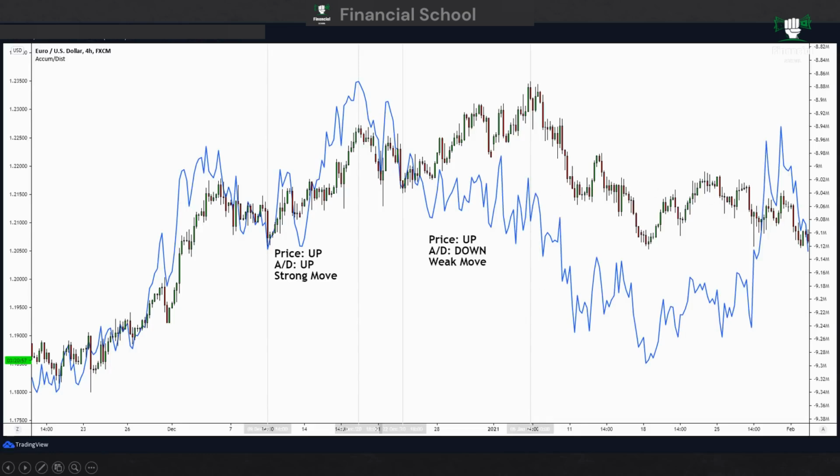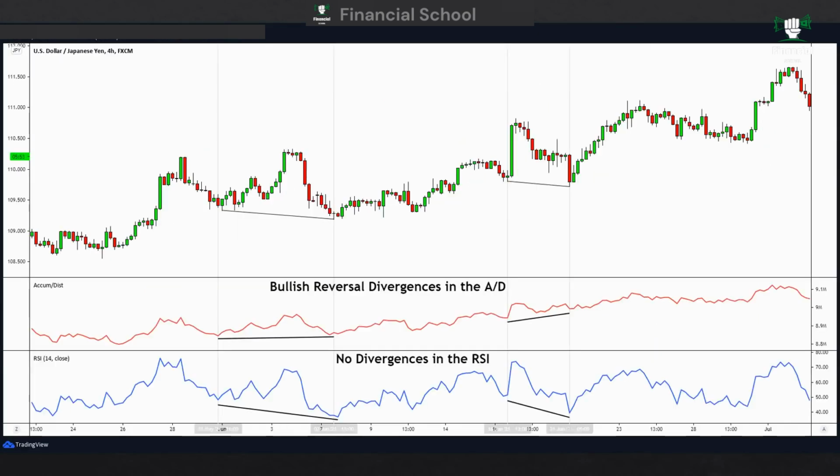Perhaps a more reliable way of using the accumulation distribution indicator is to compare highs and lows in price with highs and lows in the indicator, like we do in other oscillators such as the RSI and the money flow index. The divergence signal works exactly in the same way as it does in the RSI and the money flow index. In this chart, we can see that the accumulation distribution indicator showed bullish reversal divergence signals that the RSI was not able to detect.